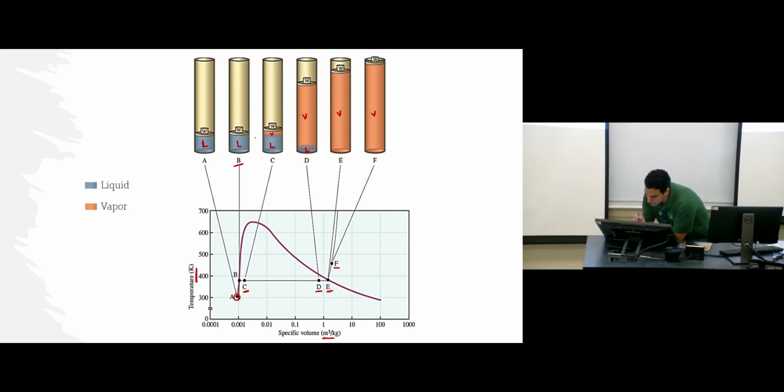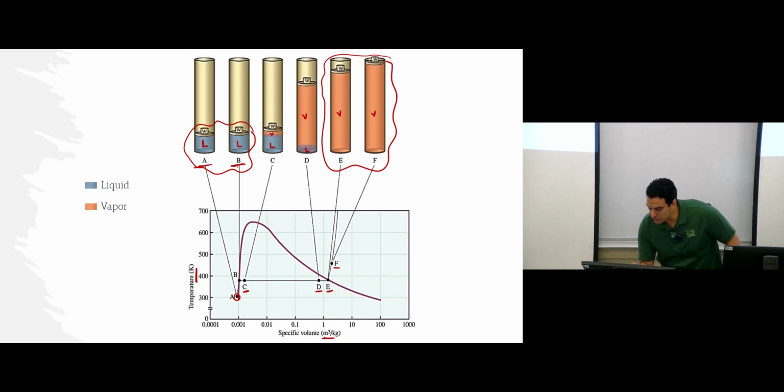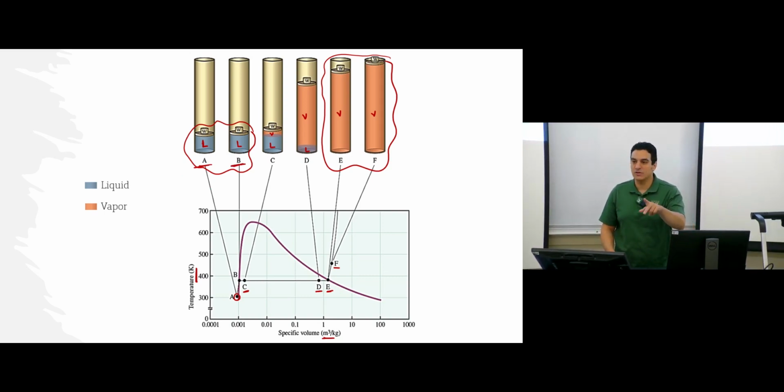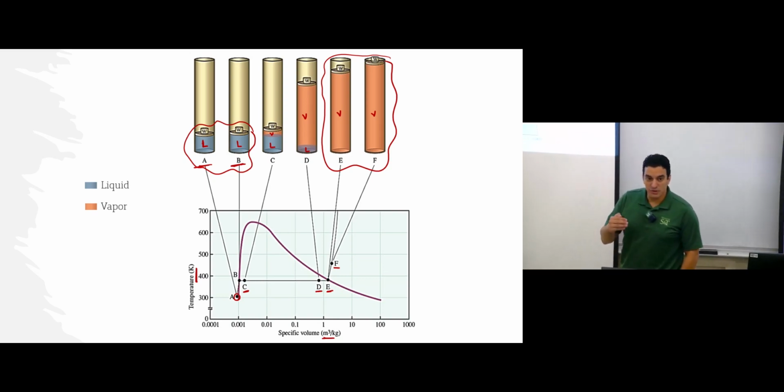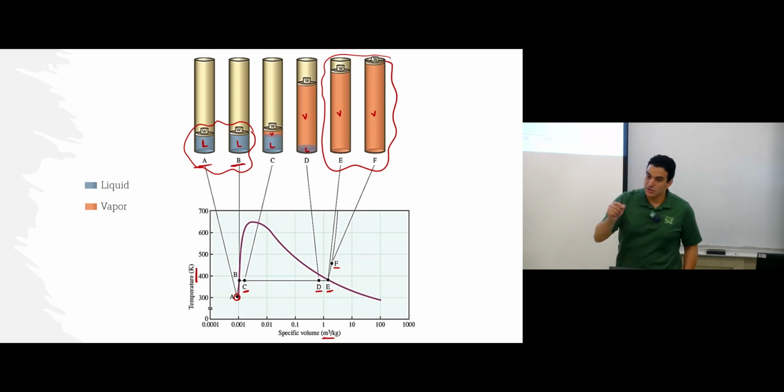Now let's focus on these two cases and this case. Here in case A we have liquid, right? Also in case B we still have liquid. But do you think you can describe these two liquids as the same? In case A we have liquid, but you can add sensible heat to it. But at case B, if you add any heat to this liquid, will it cause an increase in the temperature or a phase change?